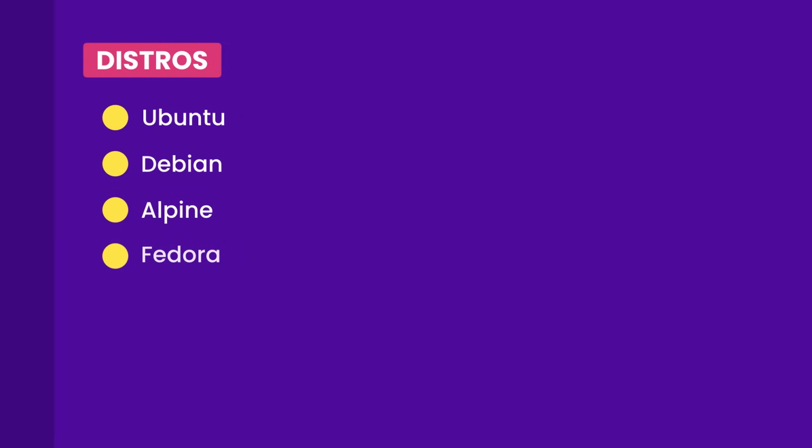So we have Ubuntu, which is one of the most popular Linux distributions. We also have Debian, Alpine, which we briefly talked about. It's a very small Linux distribution. We also have Fedora, CentOS, and so on. Believe it or not, there are more than 1,000 Linux distributions out there. Now, most of these distributions support pretty much the same set of commands, but sometimes you might discover differences along the way, so be aware of that.